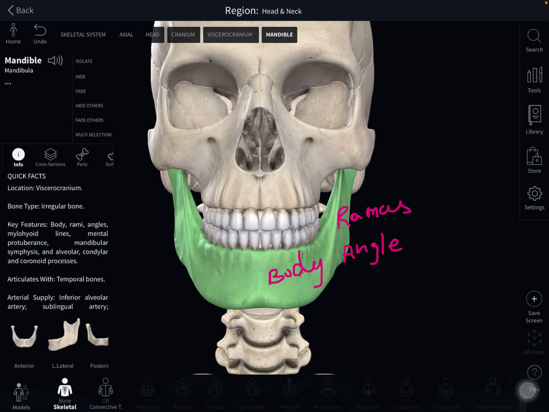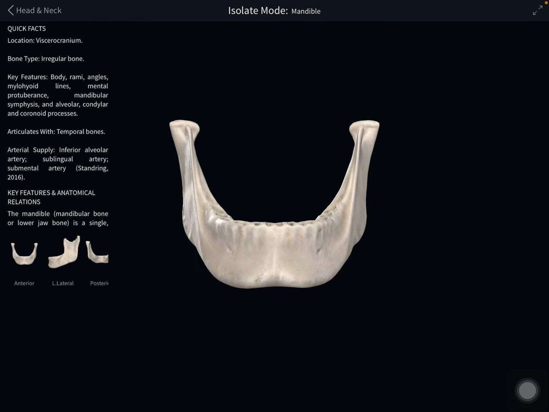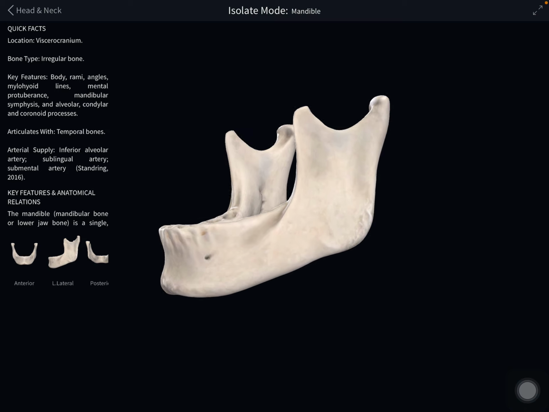Now we will separate the mandible to learn in detail. So now we have separated the mandible. First we will learn the ramus. Ramus of the mandible, you can see it is quadrangular in shape.